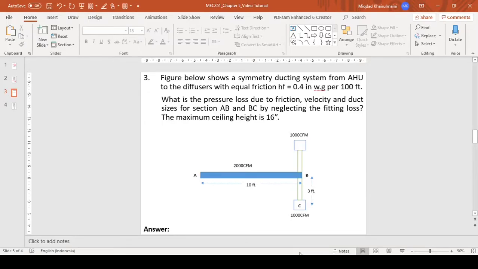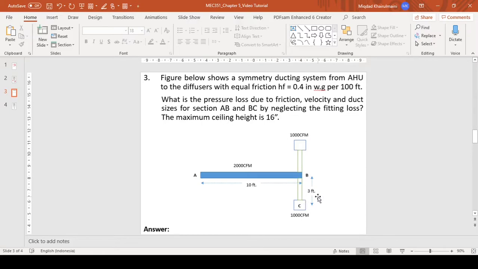So in this video tutorial, we will look at the third example for chapter 5. This third example involves a simple ducting layout as shown in the figure given here. So we have a ducting system.